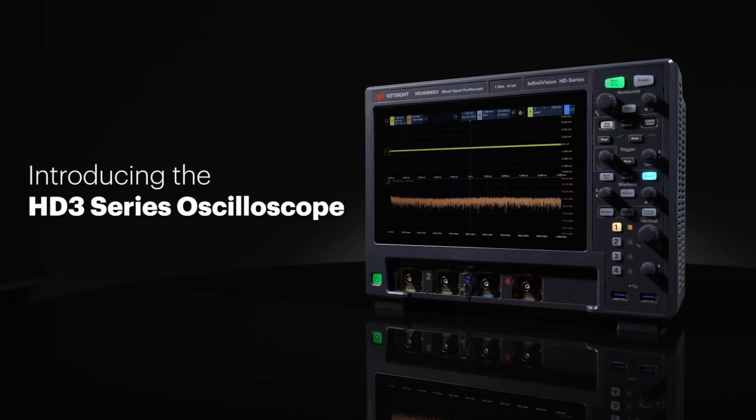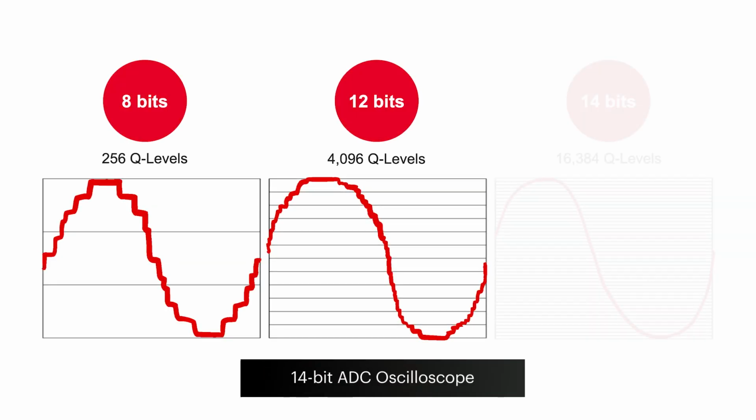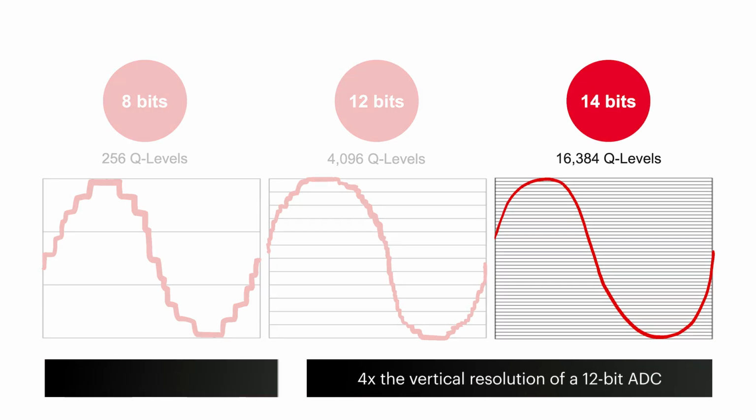And I'm very excited to introduce to you our new HD3 General Purpose Oscilloscope. With a new custom ASIC and 14-bit ADC, the HD3 provides 4 times the vertical resolution and half of the noise floor, giving you a more accurate representation of the signal you're measuring.